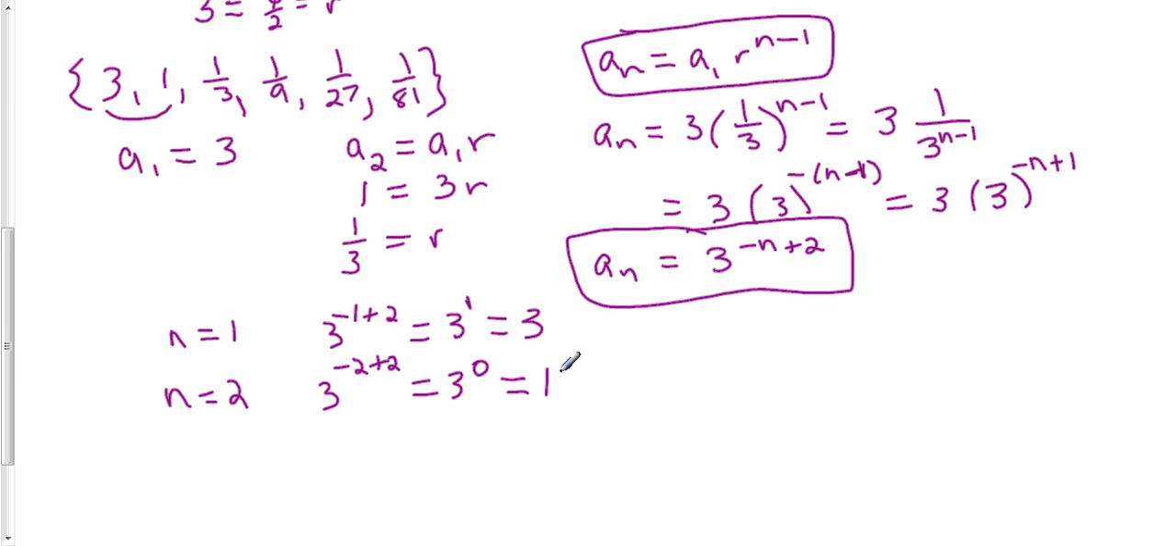Looking pretty good. Let's just try one more. So I'm going to look at n equals 3. So this is going to be 3 to the negative 3 plus 2, or 3 to the negative 1, which is in fact equal to 1/3, and that is the third element of our sequence. I'm not going to do any more. I think we've proven that our explicit rule does in fact generate the sequence in question. And in the next video, we're going to go and do exercise 17 from the book.